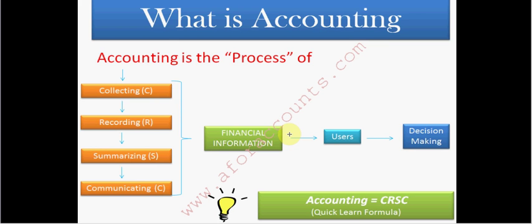Since all of you have chosen accounting as your subject, let's learn what exactly accounting is. Accounting is the process of collecting, recording, summarizing, and communicating financial information. That is, you need to collect the information, then record it somewhere, then summarize it, and finally communicate it to the user. So 4 steps: collecting, recording, summarizing, and communicating. Communicating what? Financial information to the users that will help them in their decision making.